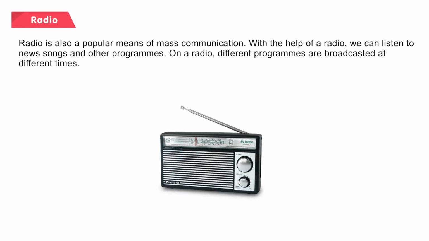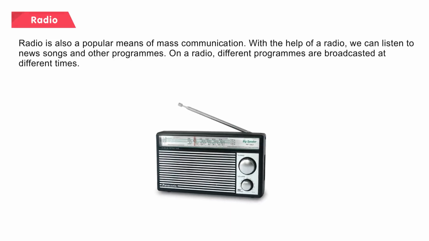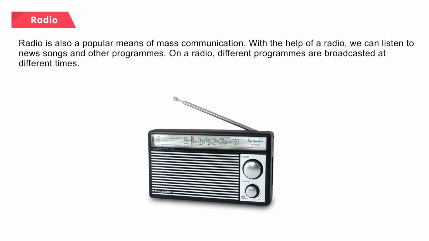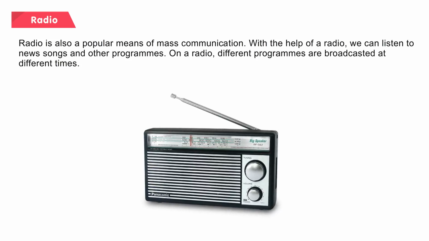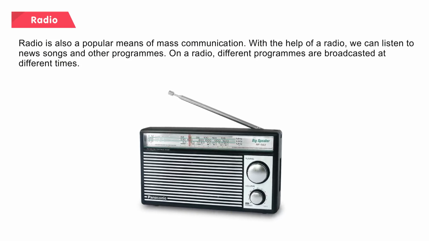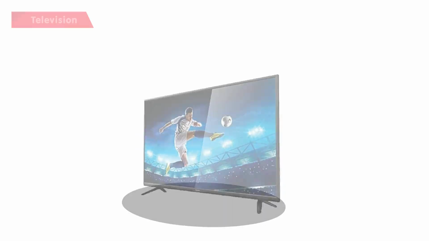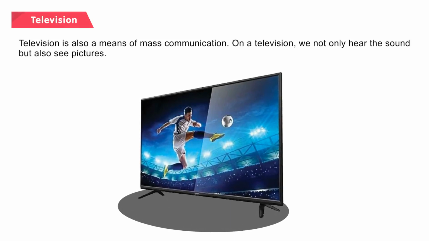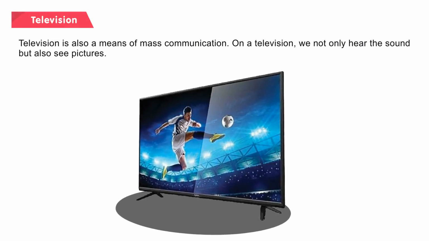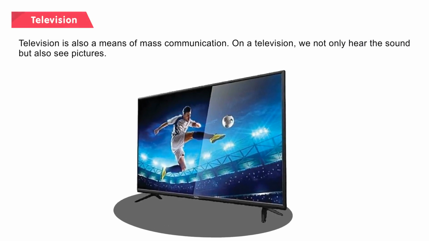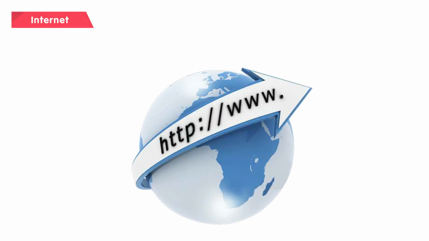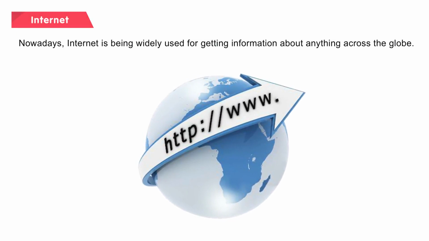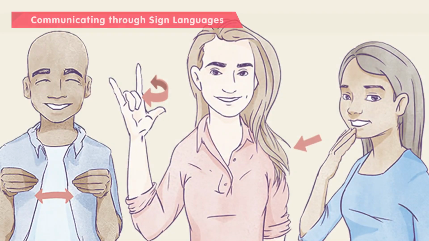Radio. Radio is also a popular means of mass communication. With the help of a radio, we can listen to news, songs and other programs. On a radio, different programs are broadcasted at different times. Television. Television is also a means of mass communication. On a television, we not only hear the sound but also see pictures. Internet. Nowadays, internet is being widely used for getting information about anything across the globe.